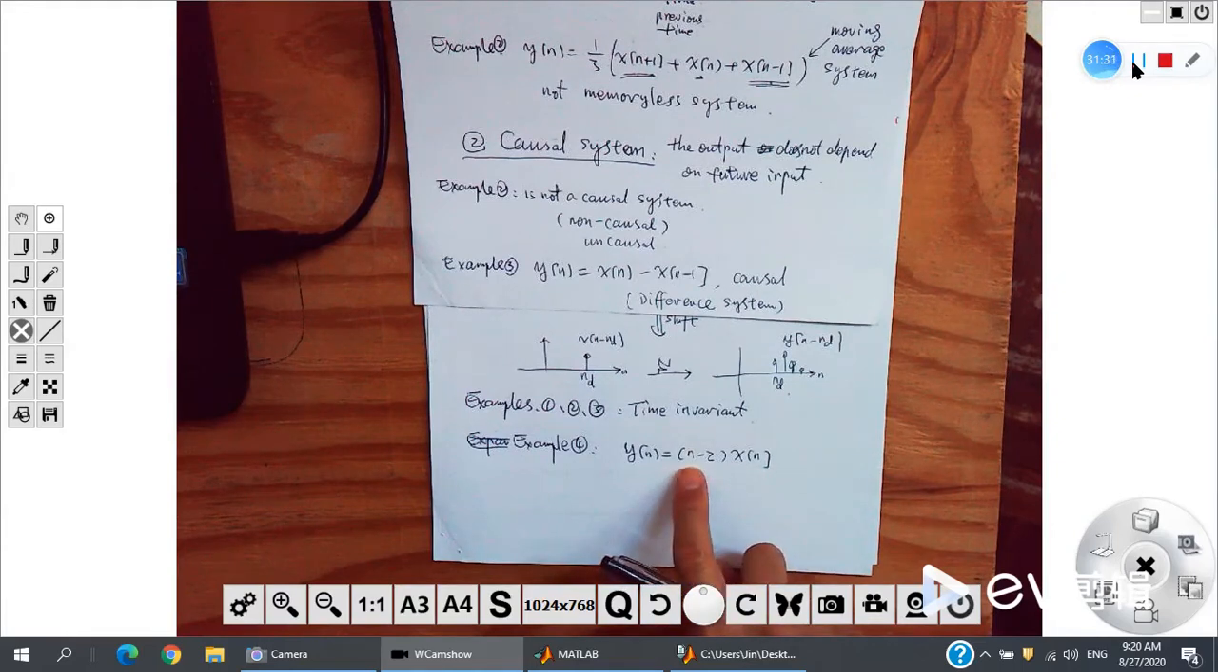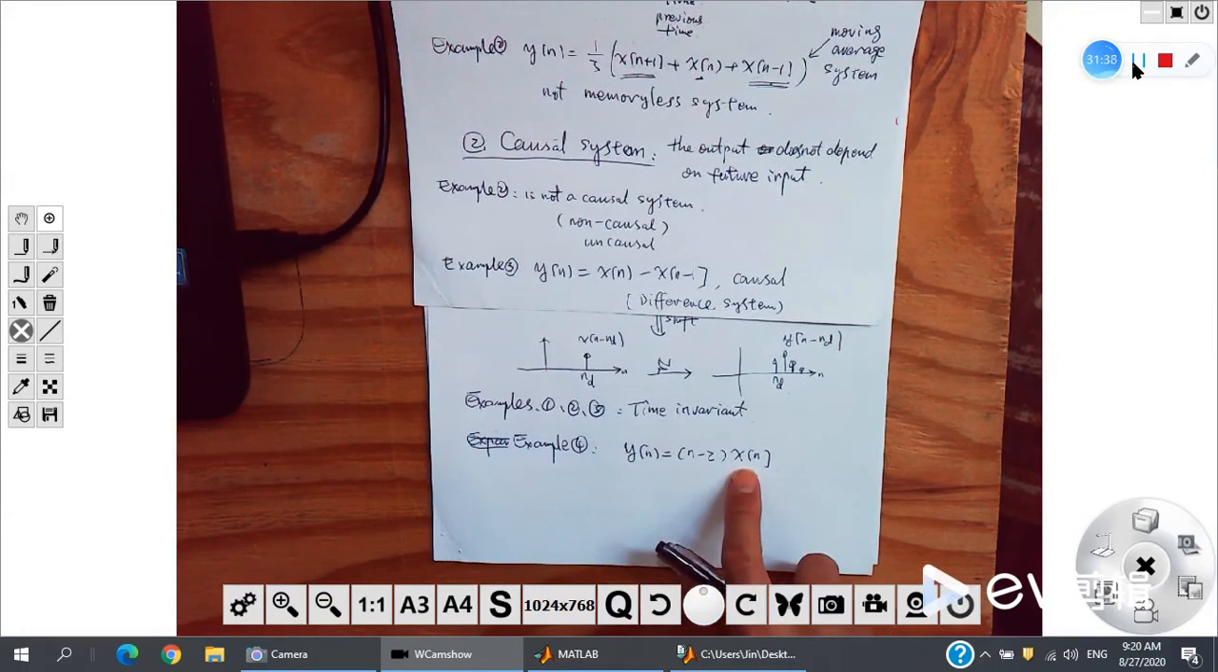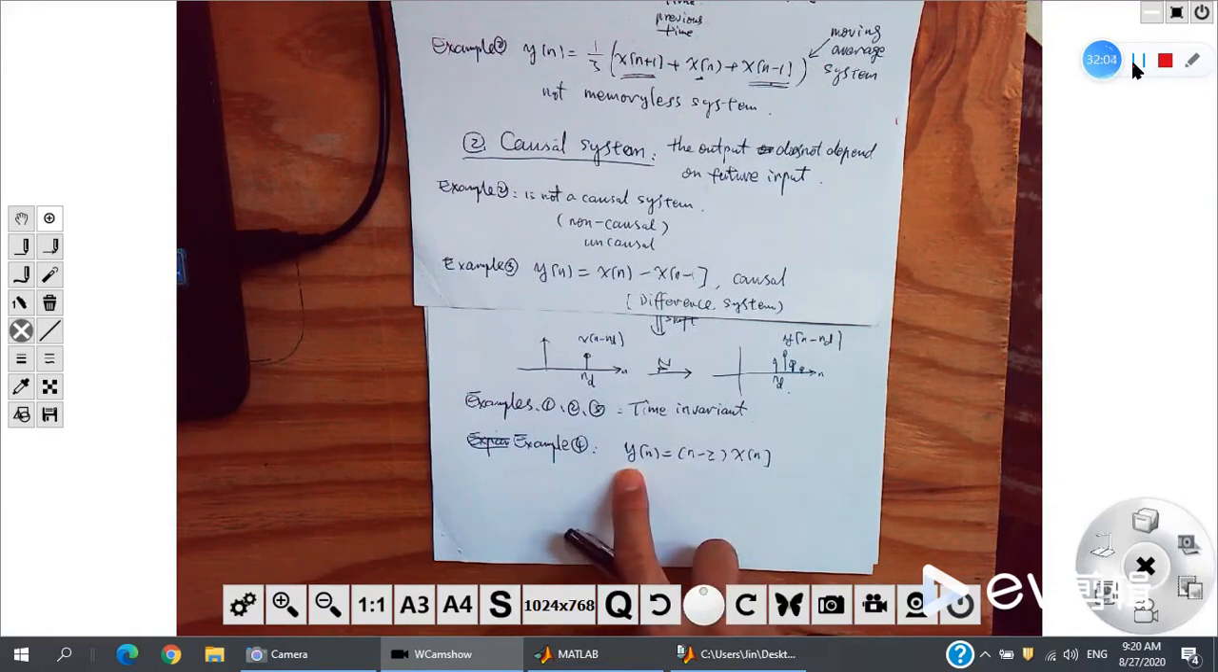When time is different, this coefficient is changing. It depends on n. So when n is increasing, this coefficient will tend to be larger, right? If n is 100, this is 98. If n is 1000, it will be 900 and something, right? So this coefficient is changing according to time. If you give input at different times, this coefficient will change. So the output waveform will be different.